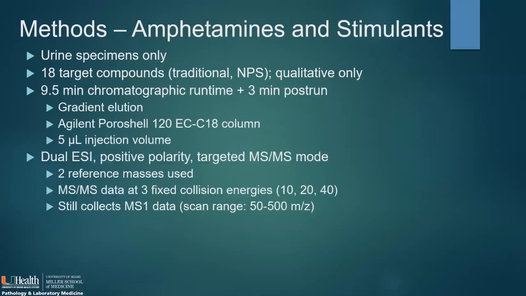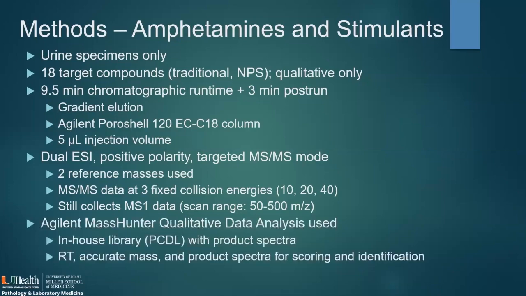A little bit more about our HPLC, and this is going to be really similar compared to our benzodiazepine method, where we're in targeted MS-MS mode. The difference is we are collecting MS-MS data at 3 fixed collision energies: 10, 20, and 40. This difference is because we have fewer compounds, so we're able to collect more data and still have usable data. With 46 compounds in our previous method, so many collision energies and MS-MS spectra would decrease the quality of our data. So that's why we chose to only do 1 collision energy for our benzodiazepines method. Once again, we still collect MS1 data, and we are once again using the Agilent MassHunter Qualitative data analysis.